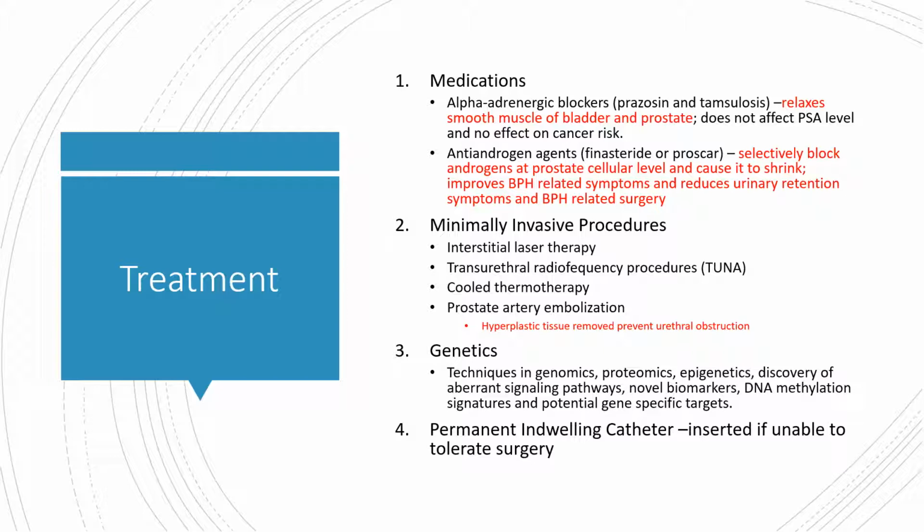Number 2, minimally invasive procedures, which are focused on hyperplastic tissue removal to prevent urethral obstruction, like interstitial laser therapy, transurethral radiofrequency procedures, cool thermotherapy, and prostate artery embolization. And then number 3, genetics. There are certain techniques in genomics, proteomics, epigenetics, discovery of aberrant signaling pathways, novel biomarkers, DNA methylation signatures, and potential gene-specific targets being developed in order to address BPH. And number 4, a permanent indwelling catheter will be inserted if the patient is unable to tolerate surgery.